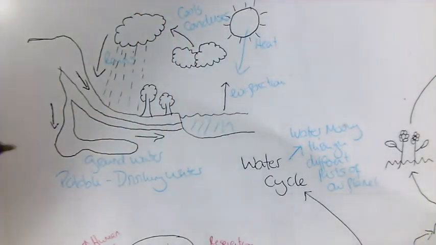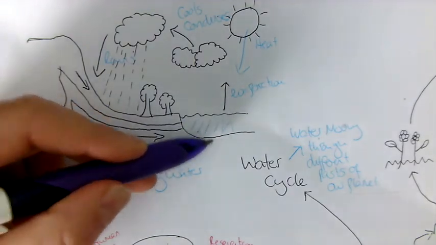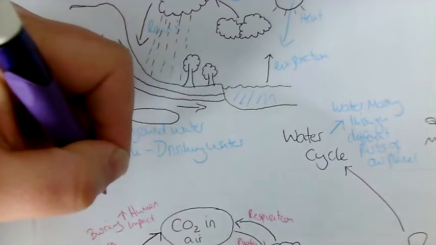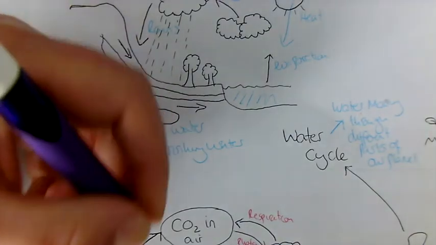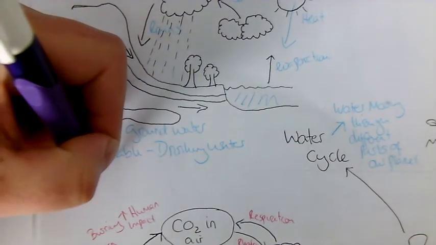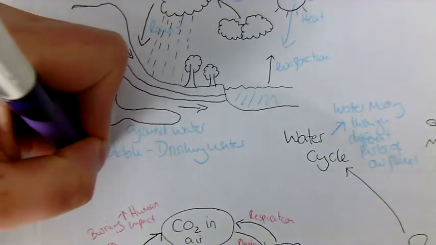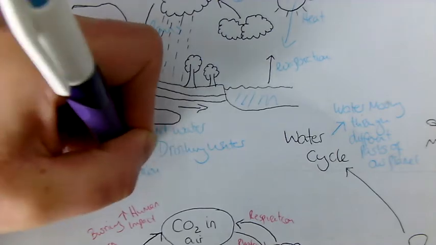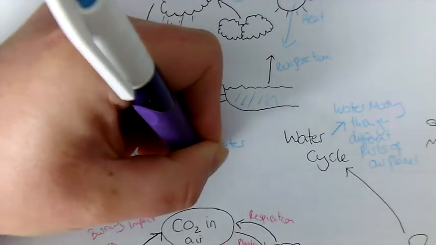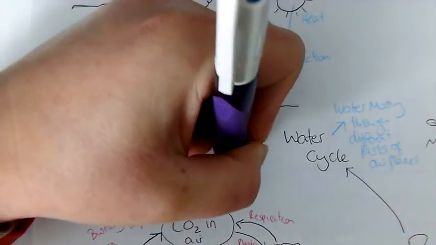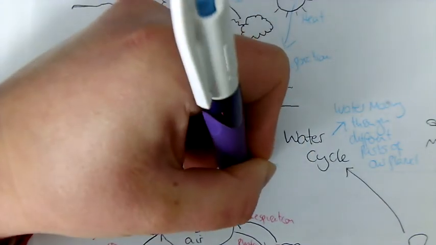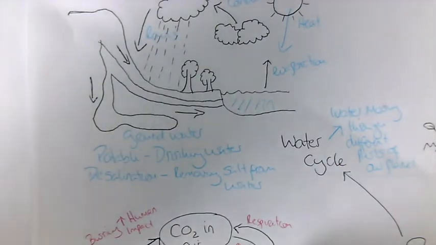And if we are removing the salt from it, we cannot drink salt water because it will actually dehydrate us more. So we have to go through this process of desalination, which is removing salt from water. So desalination, removing salt. And that is the water cycle.